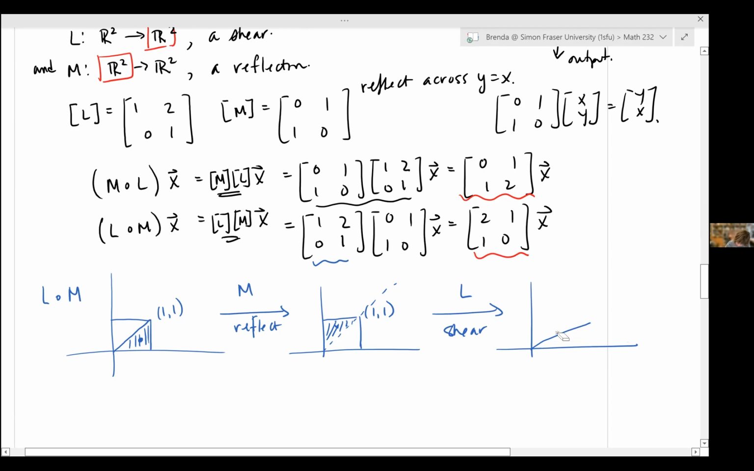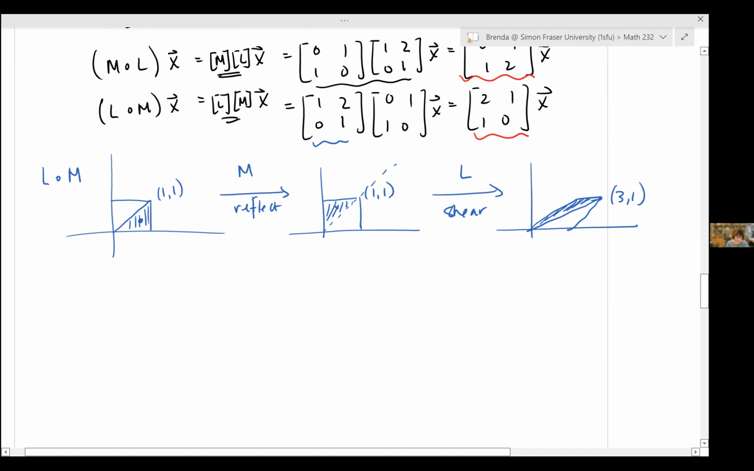Totally happy with that drawing. Let me try it again. Trouble with parallel lines there. Like that. And this point right here is now 3, 1. Okay, so that is L composed with M.